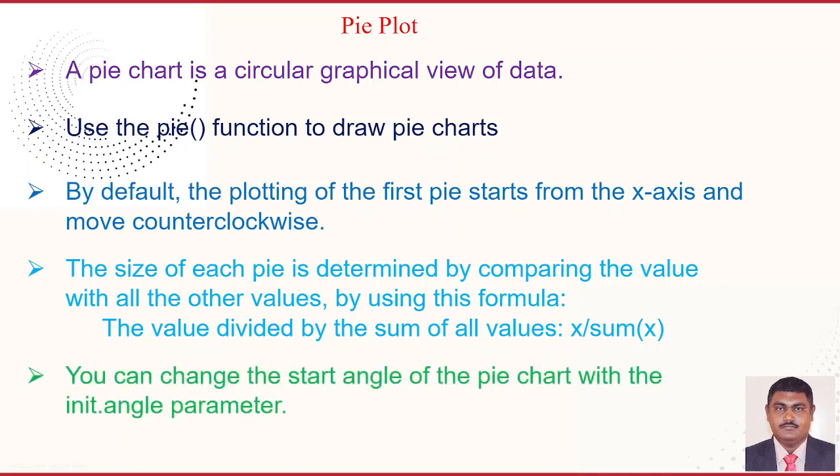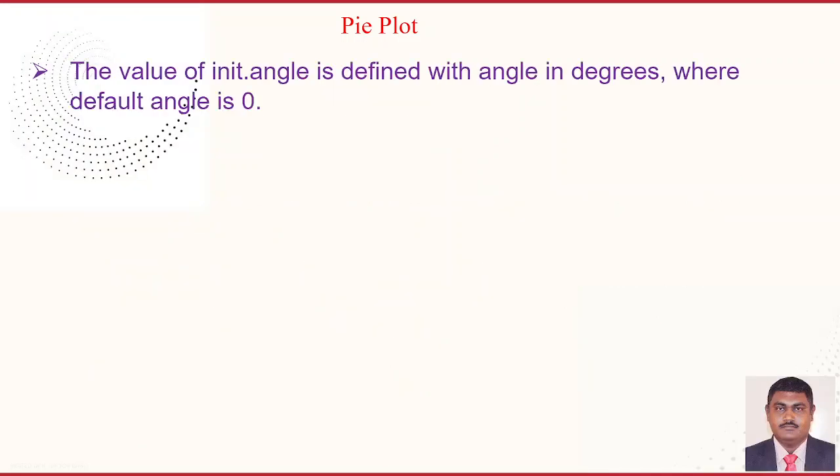You can change the start angle of the pie chart with the init.angle parameter. Using this init.angle parameter, wherever you want that angle, you can set it, and with that angle you can create the pie chart. The value of init.angle is defined as an angle in degrees, where the default angle is 0.